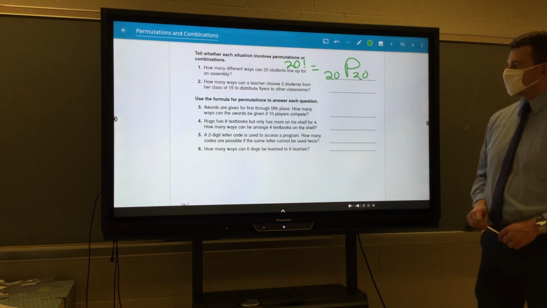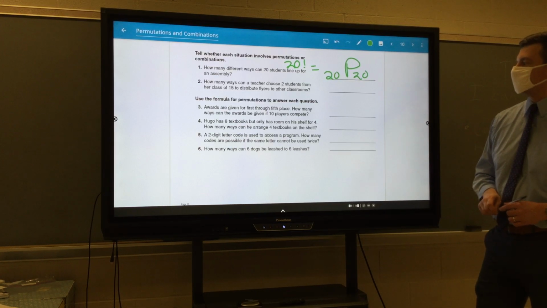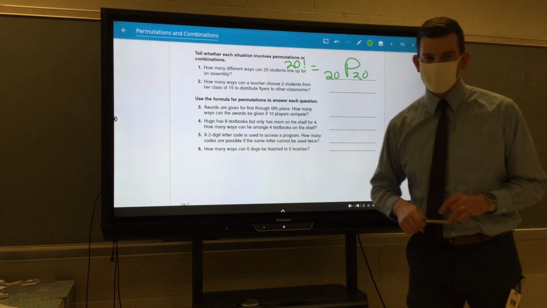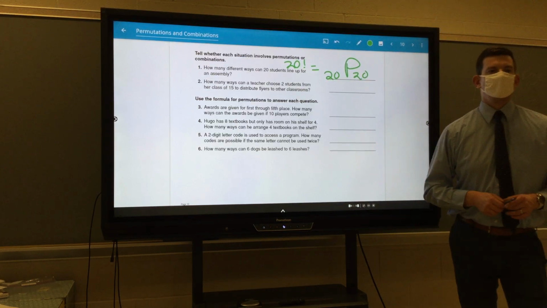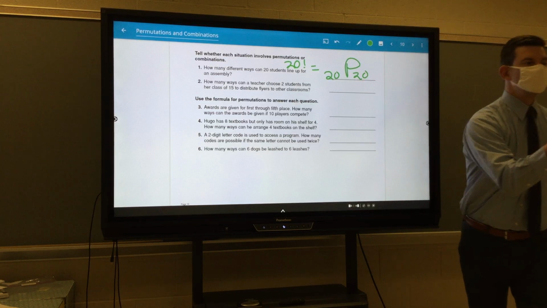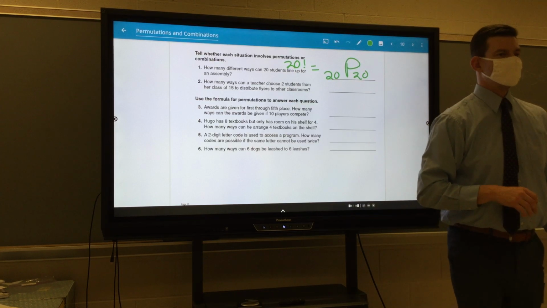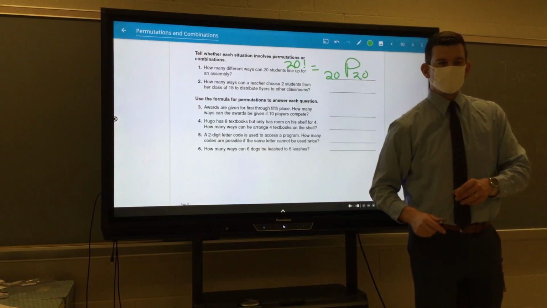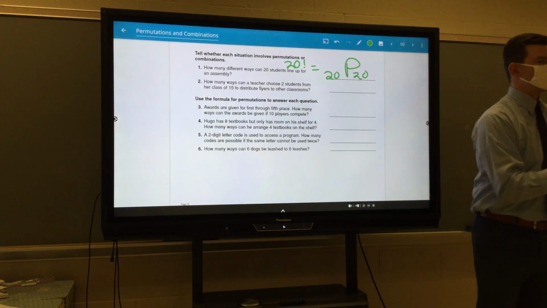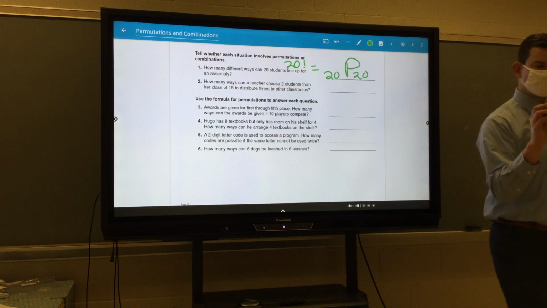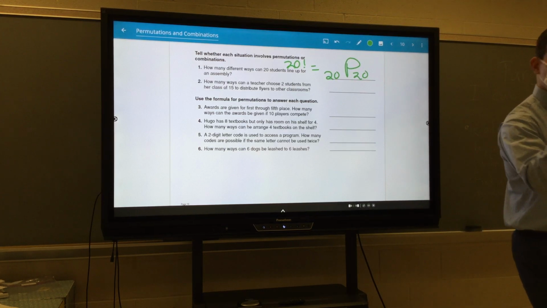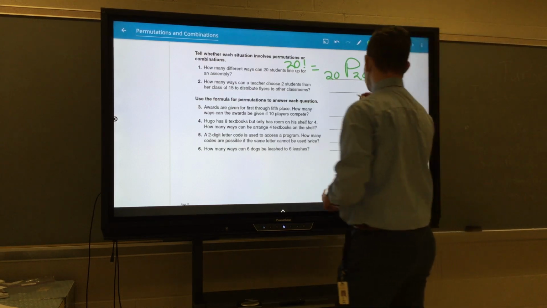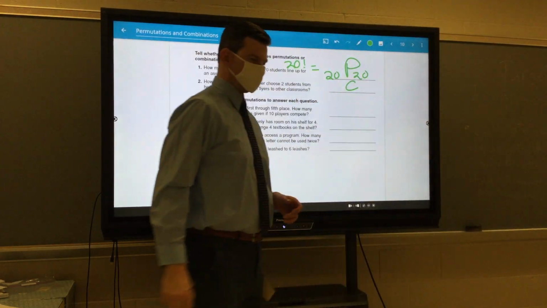Number 2, how many ways can a teacher choose 2 students from her class of 15 to distribute flyers to other classrooms? Well, those 2 students that are selected, it doesn't matter if it's student A and student B, or student B and student A. That group of 2 is performing the same task. The order does not matter. This is a combination.